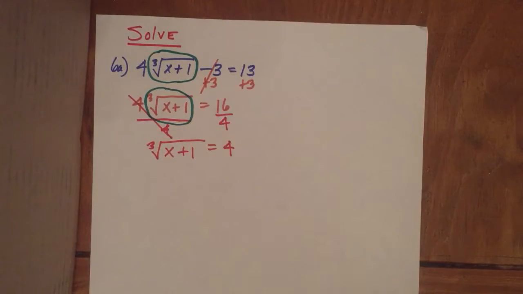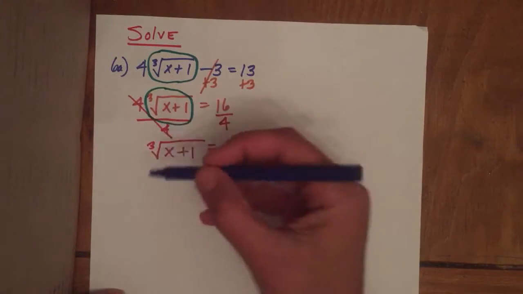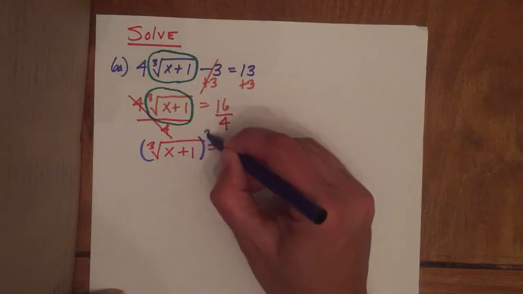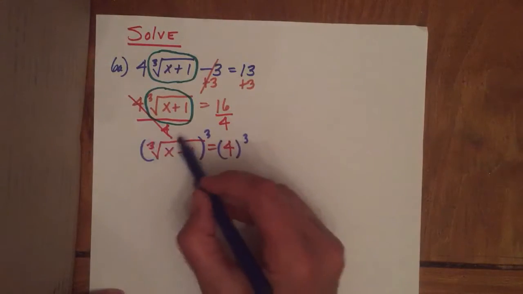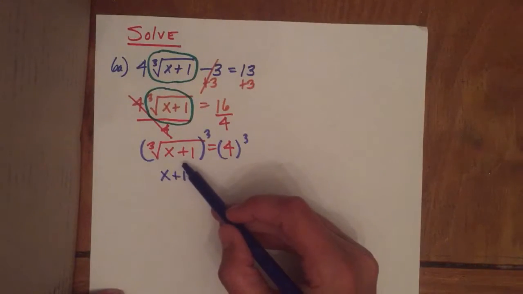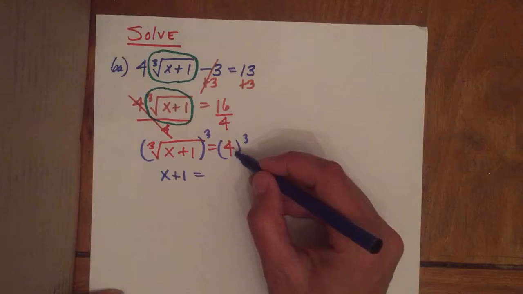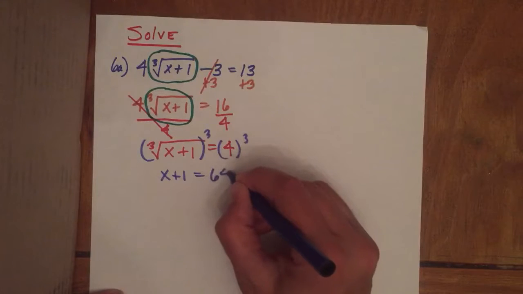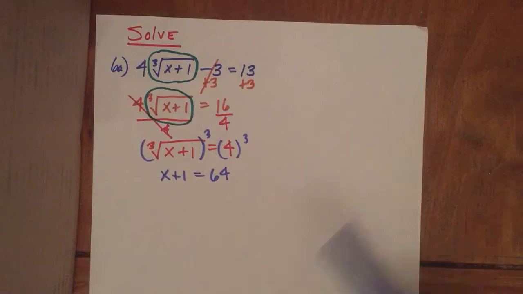So the question is now, what do we do from here? Well, we did an example of this earlier in the previous video, and what we need to do is find the inverse to get rid of the cube root. The inverse operation of cube root is to cube. So I'm going to cube both sides. Cubing a cube root just gives us the radicand, or what was underneath the radical sign. And then 4 cubed, 4 times 4 is 16, times 4 is 64. So I've got x plus 1 equals 64.